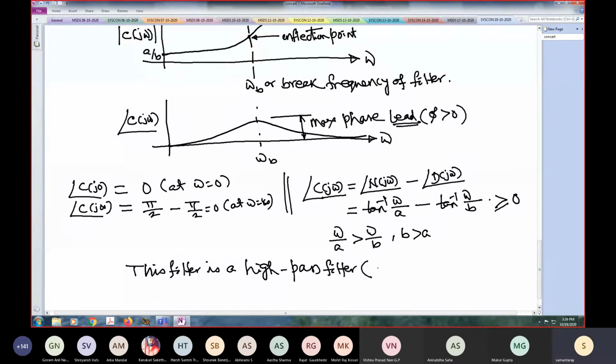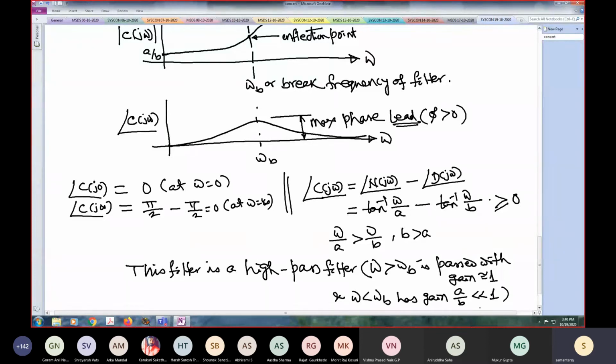Why high pass? Omega greater than omega B is passed with gain equal to 1, almost equal to 1. And omega less than omega B has gain A by B, which is usually much less than 1. Okay? So there is a large difference between A and B.